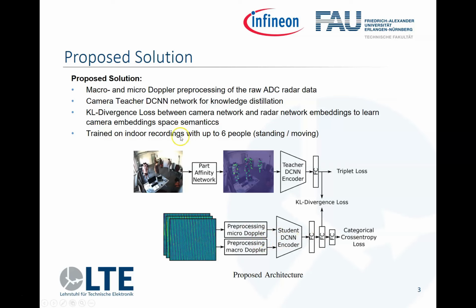And then we have some camera processing chain to get heat map images of the human targets to train a network with triplet loss, and then the main part is this KL divergence loss term, which we use between the embeddings after softmax activation to make our radar network learn the semantics of the camera embedding space.